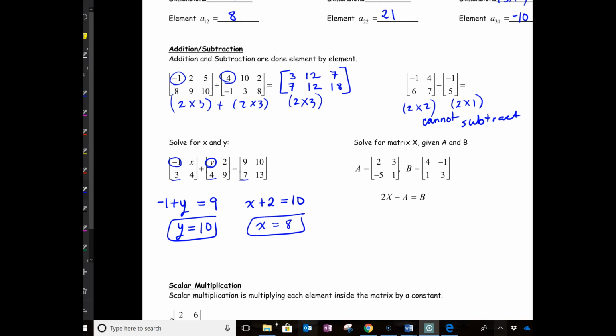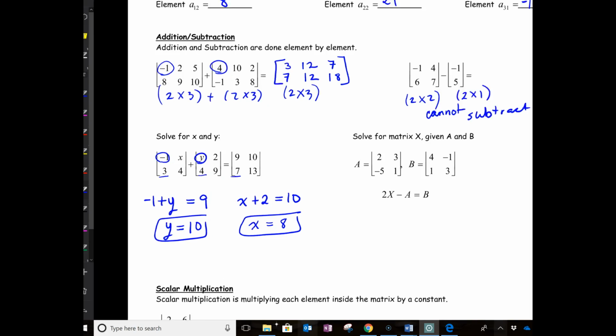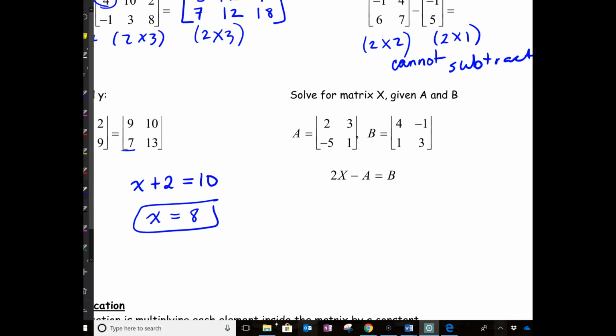Don't you guys love matrices? I feel like they're just so nice. They're so simple. It's just a lot of numbers in one equation.